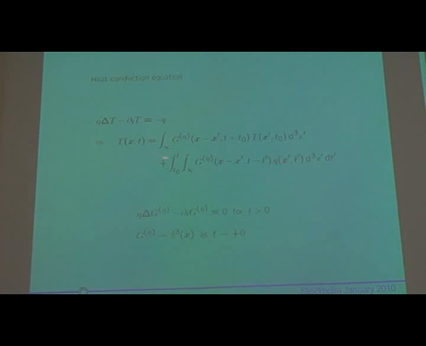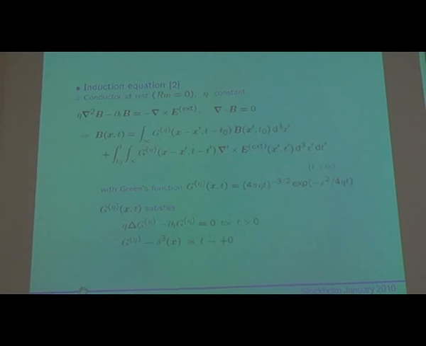This equation satisfies the initial condition. If you have t equal to t0, this doesn't contribute. And here you have again a 0 in the Green's function. And the result is just the initial field at x and t0. And this you can use in the induction equation, each component of the induction equation, and you find just this solution. We will use it later. Okay.